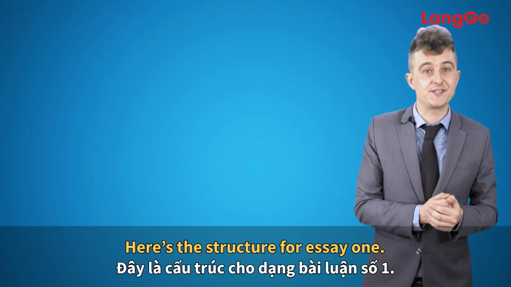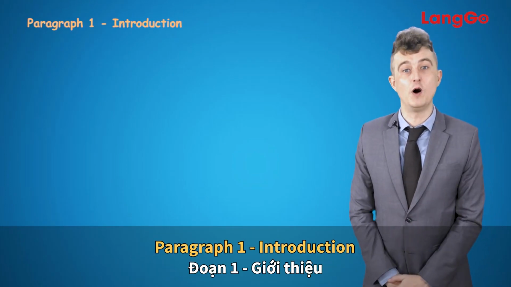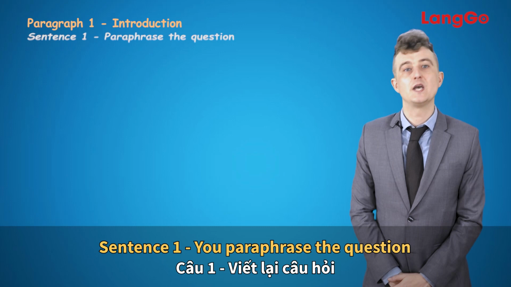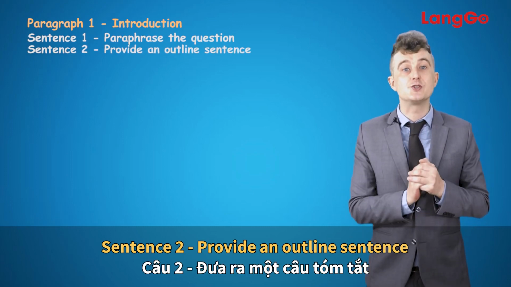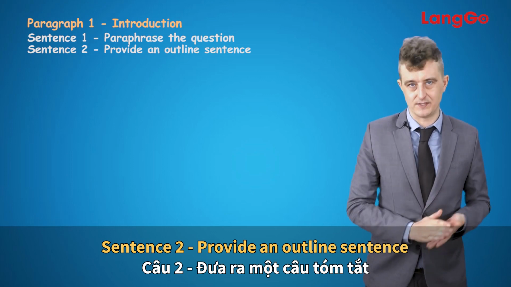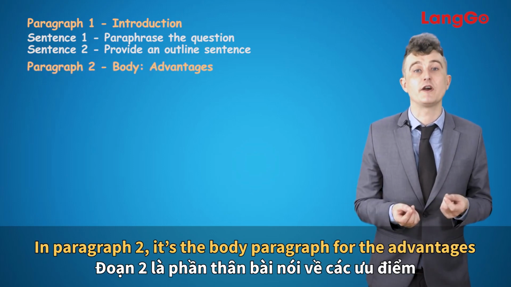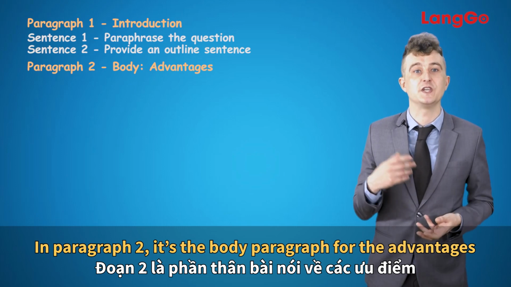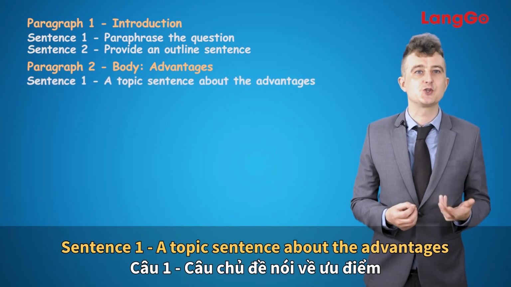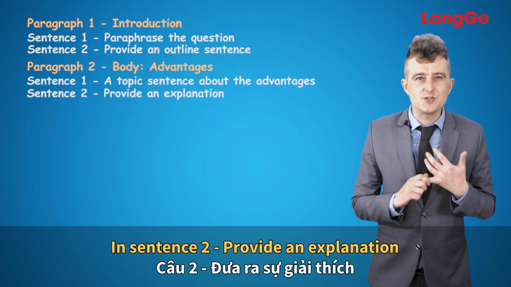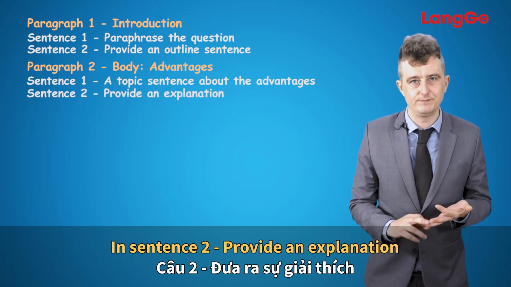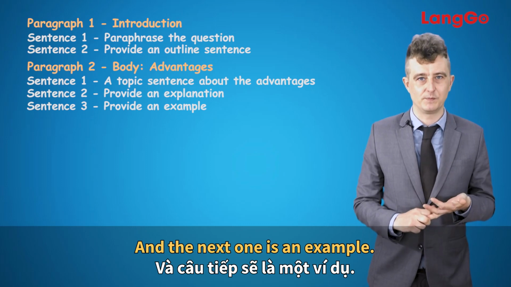Here's the structure for essay 1. Paragraph 1, introduction. Sentence 1, you paraphrase the question. And in sentence 2, provide an outline sentence. Paragraph 2 is a body paragraph for the advantages. And sentence 1 is a topic sentence about these advantages. In sentence 2, provide an explanation, and in the next one, an example.